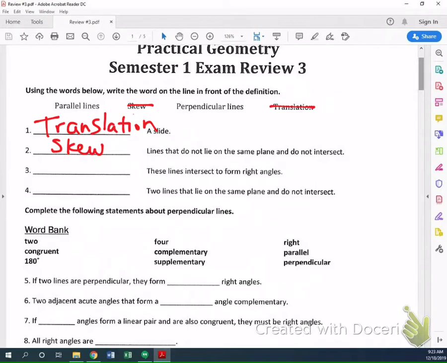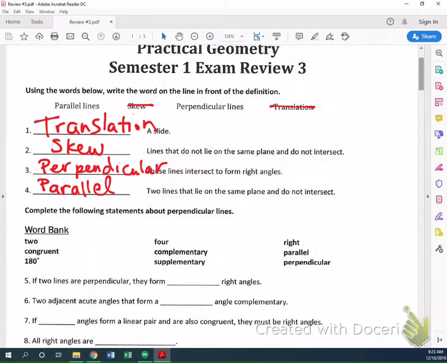These lines intersect to form right angles. Those are called perpendicular lines. And two lines that lie on the same plane and do not intersect are called parallel lines. So anything you missed up there, go ahead and fix it. I'll give you a note card today, so anything that you're still struggling with, you can put on that note card. You should be good to go.